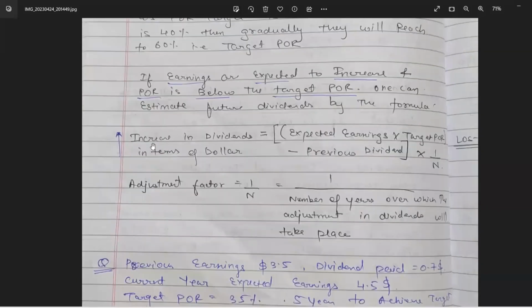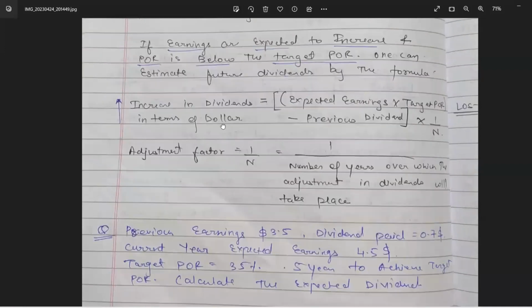So this is the formula for increasing dividends in terms of dollars. So we get to know by what amount the dividend is going to increase from the previous dividend paid. So what will be the expected earnings? So the expected earnings times the target payout ratio, minus the previous dividend, times 1 by n. The adjustment factor 1 by n is equal to 1 by the number of years over which the adjustment in dividends will take place.